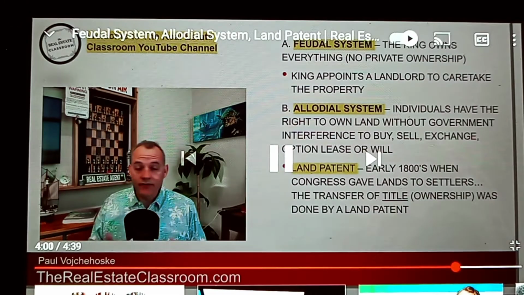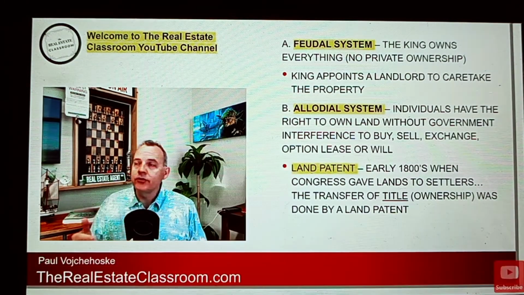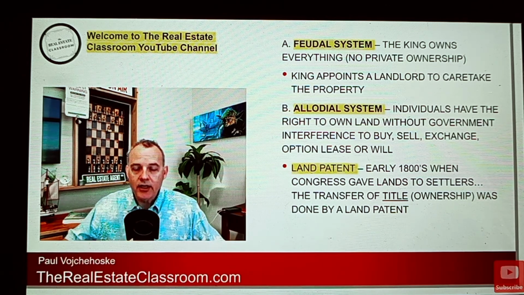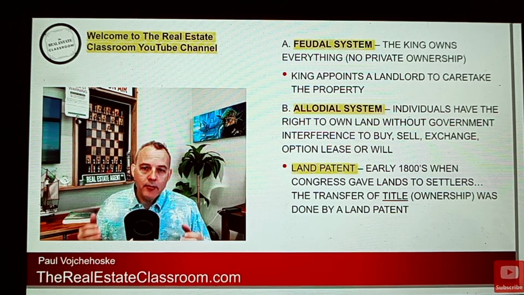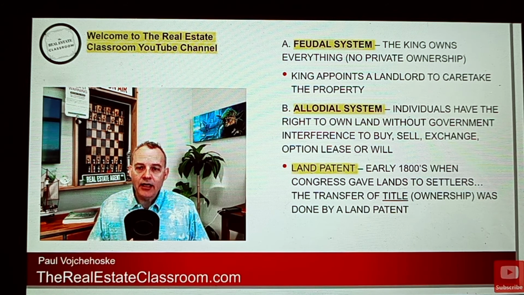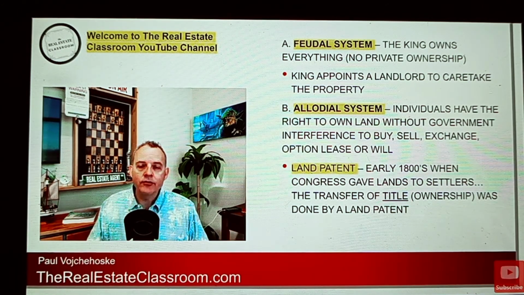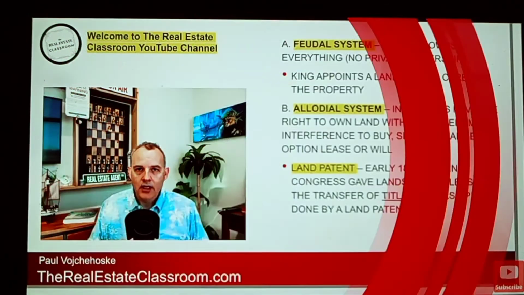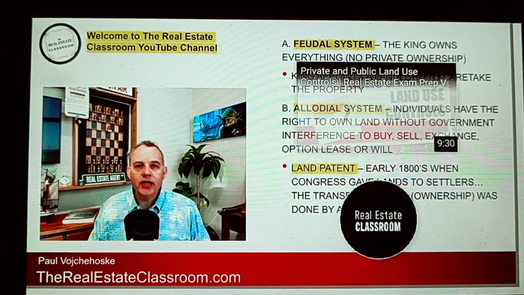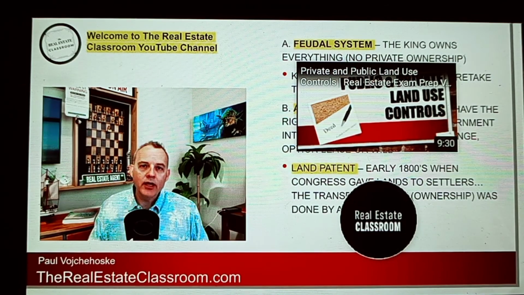Early 1800s. In fact, land patents were still used up into the late 1800s. When the government would transfer title, they used a land patent, and that's the document that was used. So it is a key real estate term that you do have to know for your real estate licensing exam. If you're going to continue studying, you might want to check out this video right up here in the upper right-hand corner of your screen.